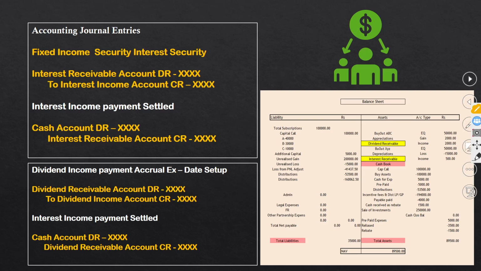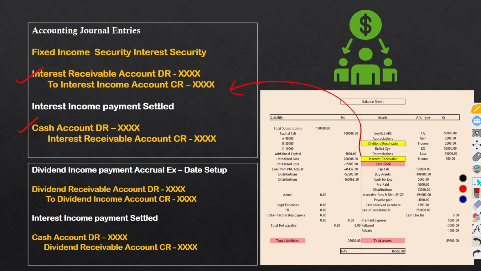your question would be how your dividends and interest payments look in your financial statement. So let me quickly brief you first on the journal entries for interest payment. If interest is due, your accounting entry would be interest receivable account debit, interest income account credit. Similarly, if the interest income payment is settled, your accounting entry would be cash account debit, interest receivable account credit. If you relate that with the balance sheet, it looks like this portion.